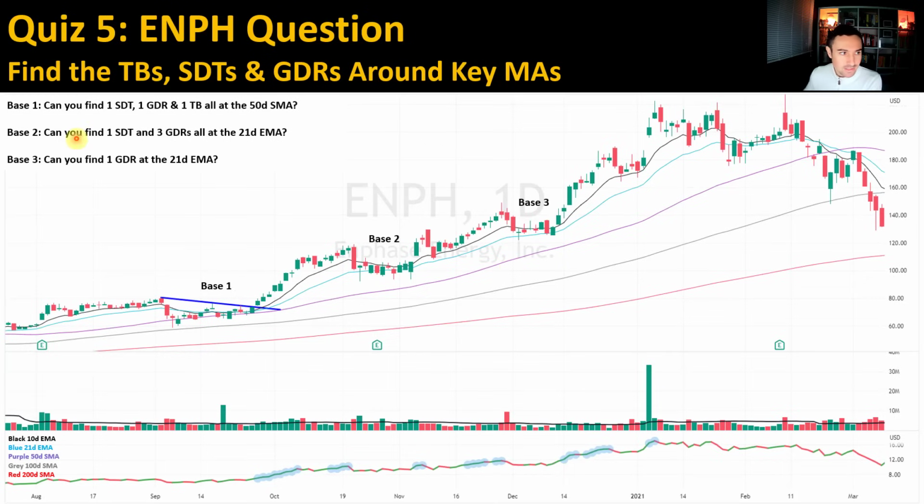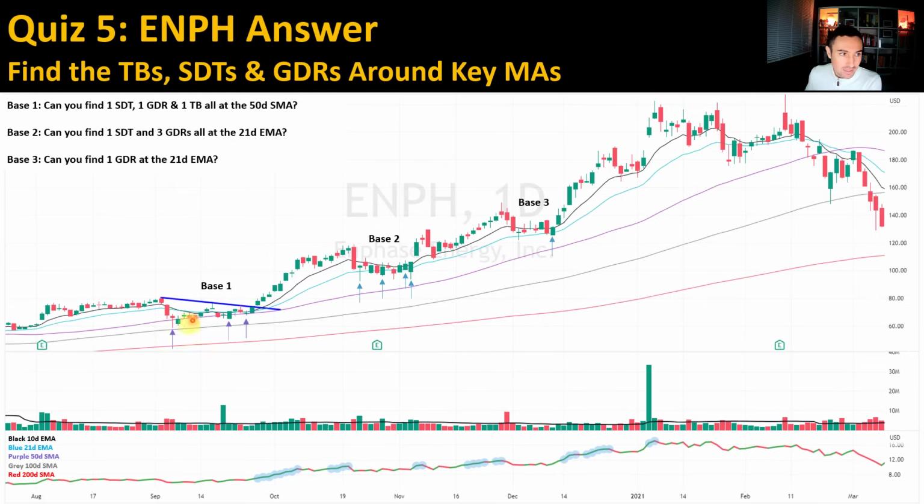M-phase NG. So you've got 3 bases here. Can you find 1 shakeout demand tail, 1 gap down reverse bar, and 1 trigger bar, all at the 50-day moving average? Can you find, so base 2, can you find 1 shakeout demand tail and 3 gap down reversal bars, all at the 21-day EMA in here? Base 3, can you find 1 gap down reversal bar off the 21-day EMA? 3, 2, 1, here you go.